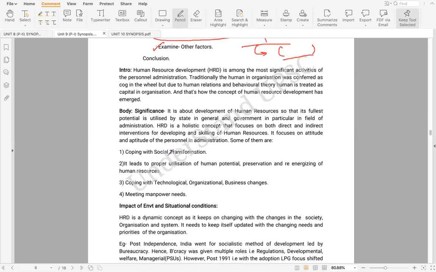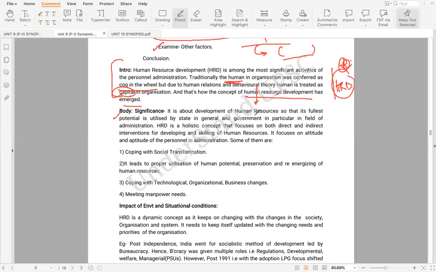Introduction: human resource development is among the most significant activities of personnel administration. Traditionally, the human in the organization was conceived as a cog in the wheel, but due to human relations and behavioral theory coming in, and also the external contingency theory coming in, the human is treated as capital in the organization, and that's how the concept of human resource development has emerged. HRD is a direct topic in your syllabus. You must have a half-pager or a one-pager on HRD.